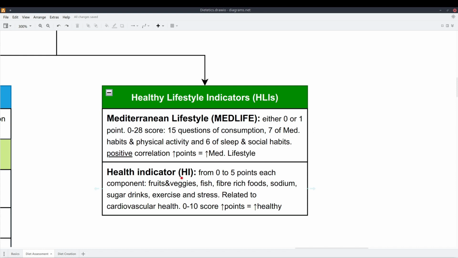Then we have the health indicator, which goes from 0 to 5 points each component of these: fruits and veggies, fish, fiber-rich foods, sodium, sugar drinks, exercise and stress. And these are related to cardiovascular health as well. The score is from 0 to 10, and more points equals a healthier lifestyle indeed.